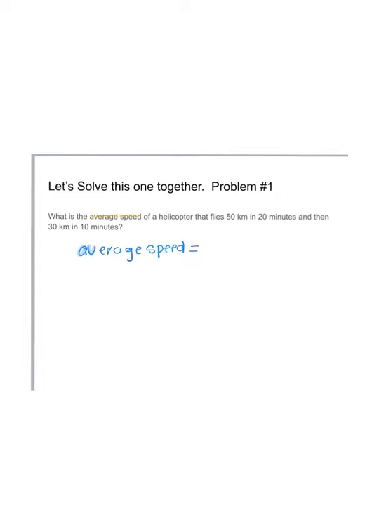Average speed is equal to what? See if you can write in your notes right now what the average speed is. The average speed is going to be the total distance divided by the total time. So you need to pull those things out of the word problem. As you're reading a word problem, you can be highlighting key important terms.